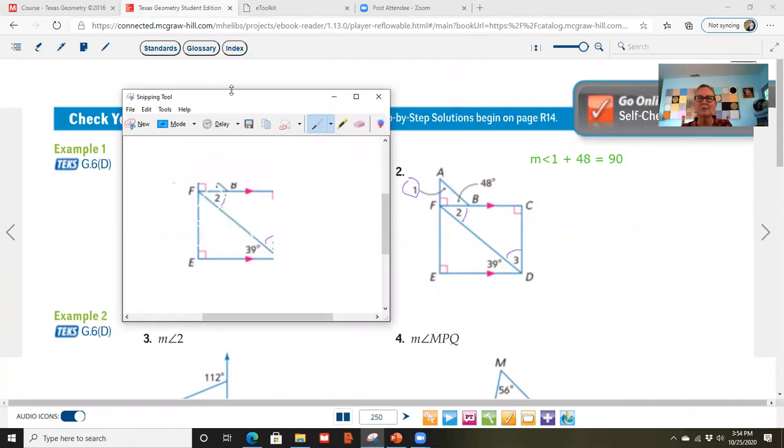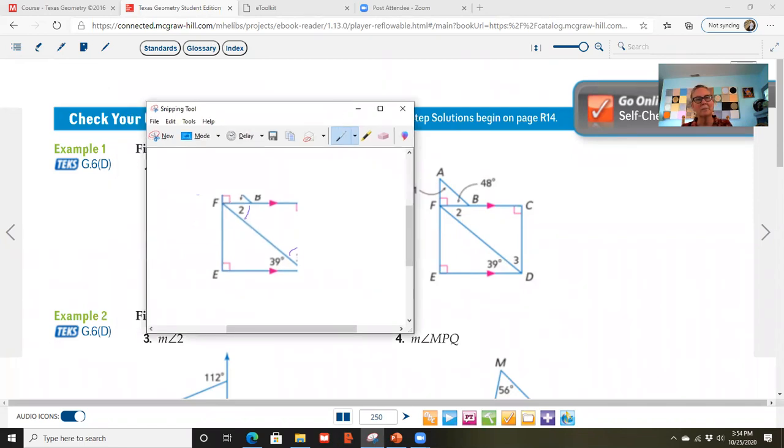I'm going to do clear all drawings. Okay, so if I just look at this part, notice that I have a pair of parallel lines, excuse me, you can't have one parallel line. And then I have a transversal, and angle 2 and this angle are alternate interior angles. So in other words, this angle and this angle are alternate interior angles.